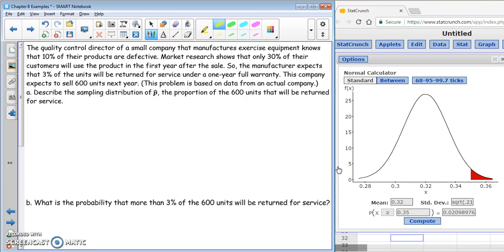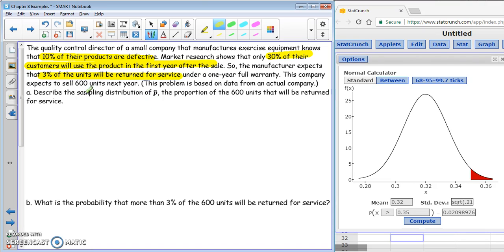The quality control director of a small company that manufactures exercise equipment knows that 10% of their products are defective. Market research shows that only 30% of their customers will use the product within the first year after the sale. So the manufacturer expects that 3% of the units will be returned for service under a 1-year full warranty.